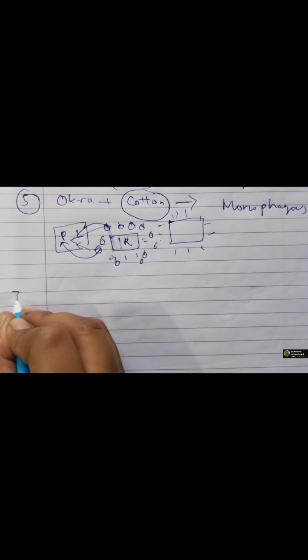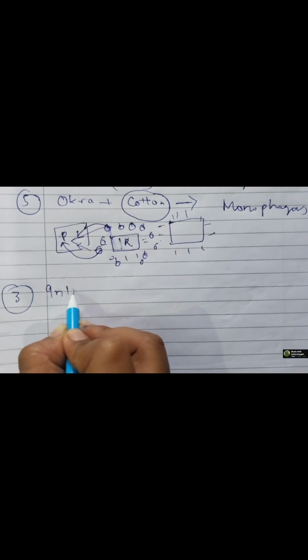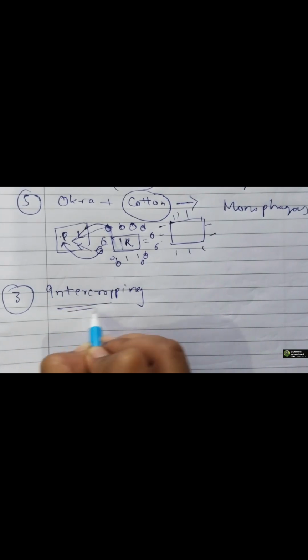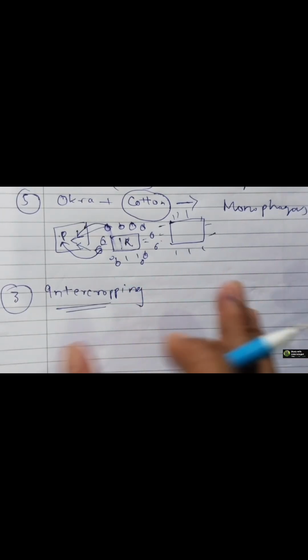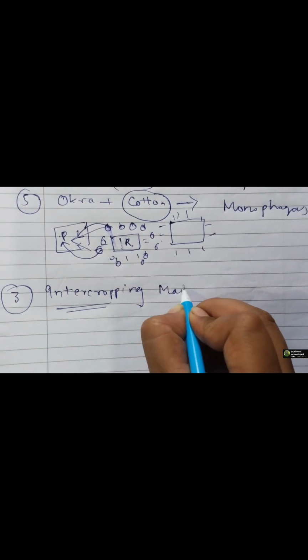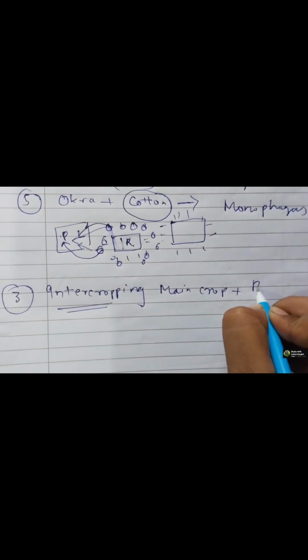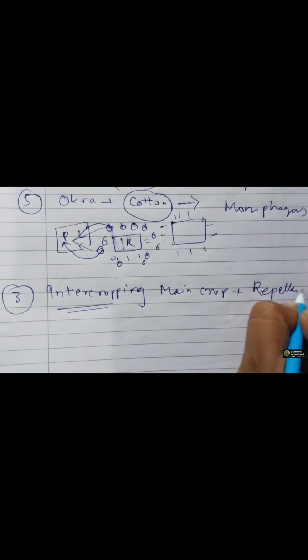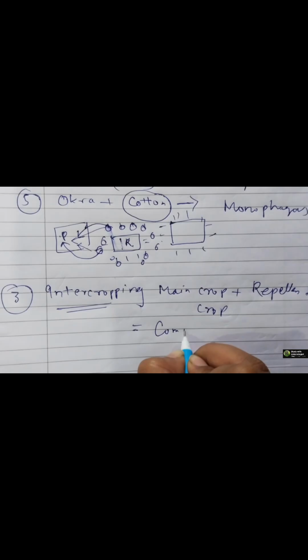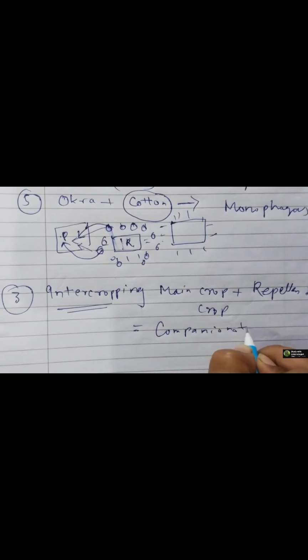Then the third thing is intercropping. We know intercropping means in some fixed ratio we have to keep some other crops with our main crops. So intercropping of the plants with repellent crops is called companion planting. Remember it also. Intercropping of the main crop with some repellent crop is known as companion planting.